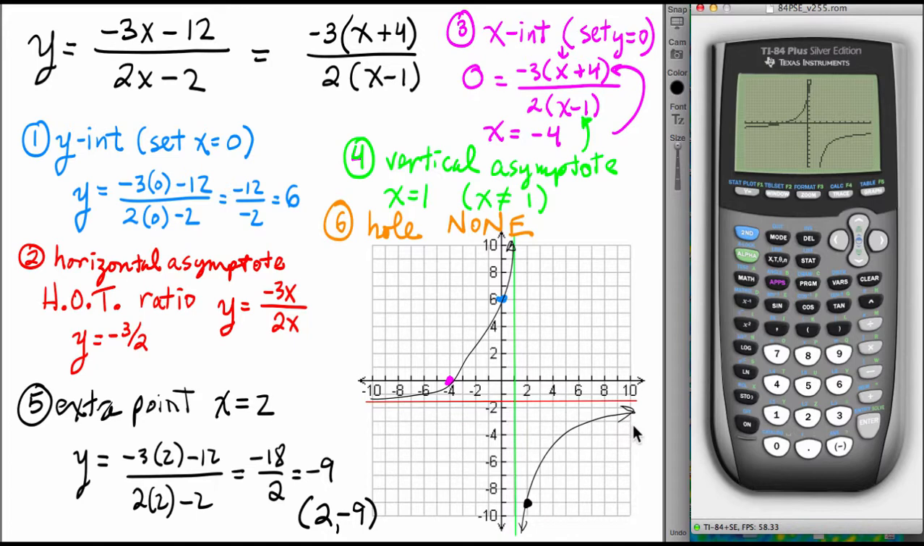Looks very similar. Let's throw in one more thing. Let's go down to y2 and let's throw in negative 3 over 2 as y2. That should put in a horizontal line, y equals negative 3 over 2. Let's graph that. Oh yeah, perfectly that matches the horizontal asymptote. So it looks like we've verified the sketch done by hand.